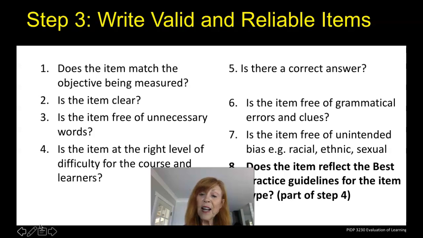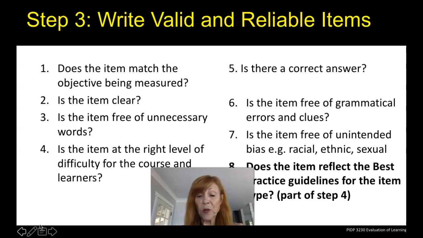Number 6, is the item free of grammatical errors and clues? Sometimes when we write items, we don't realize that we have clues in them. And if there are clues in them, are they valid? Are they reliable? Can they discriminate between a learner that knows and a learner that doesn't know?